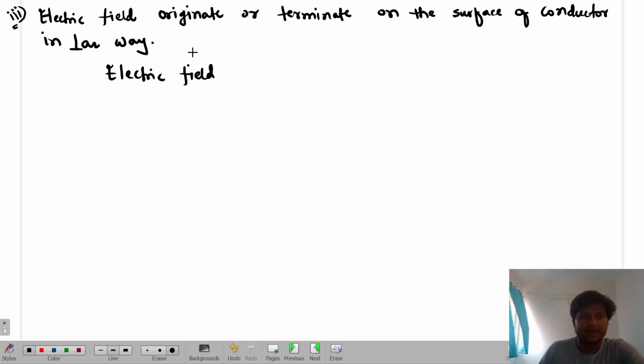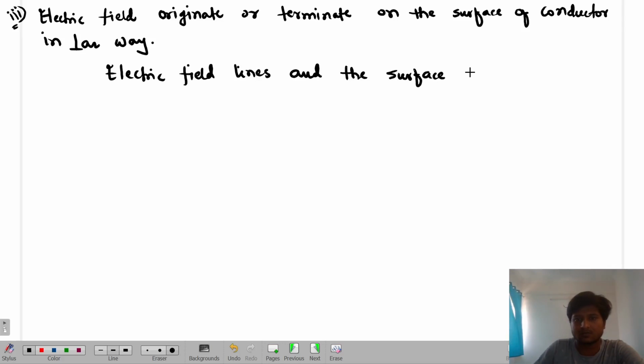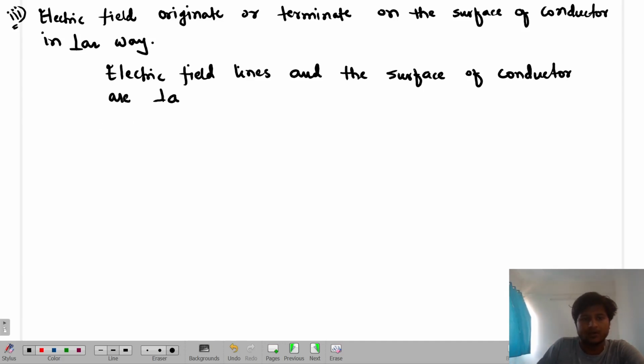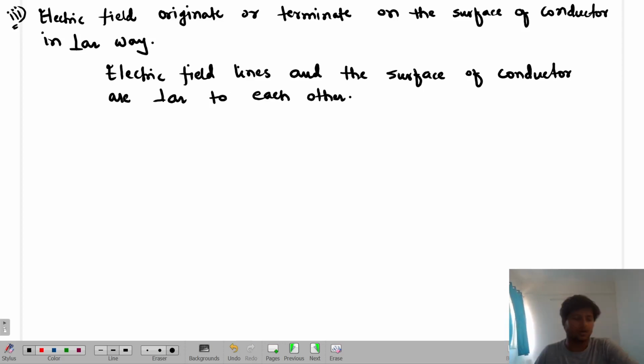Okay, so now electric field lines, what it is saying is that electric field lines will originate or terminate on the surface of a conductor. In what way? Perpendicular. Are you able to get me? So that means the electric field lines and the surface of the conductor are perpendicular to each other. Is that clear? Are you able to get me?